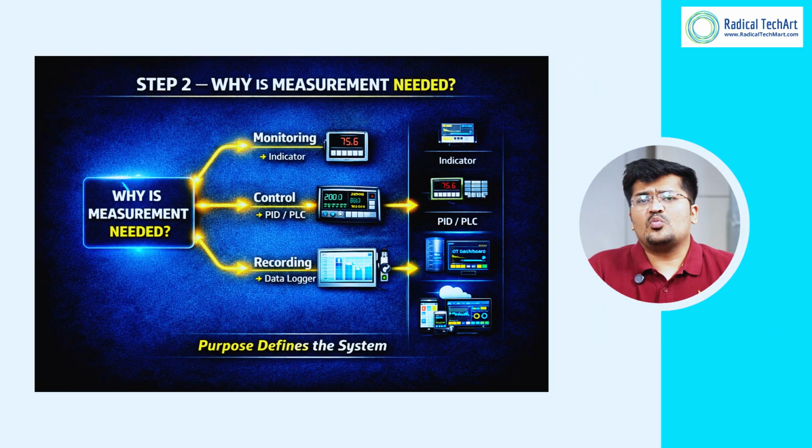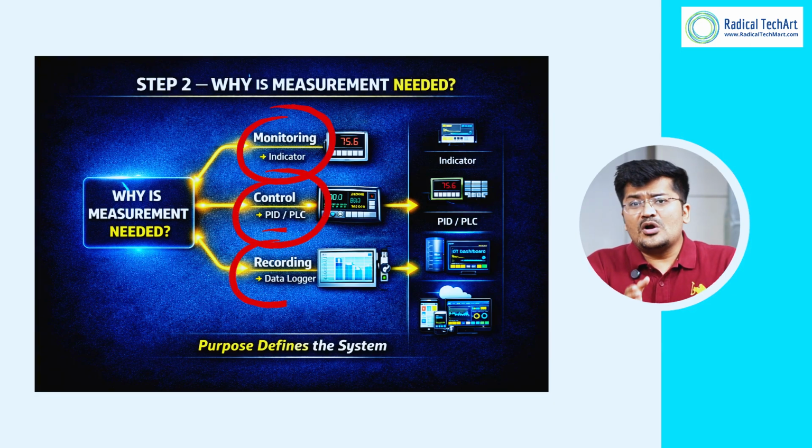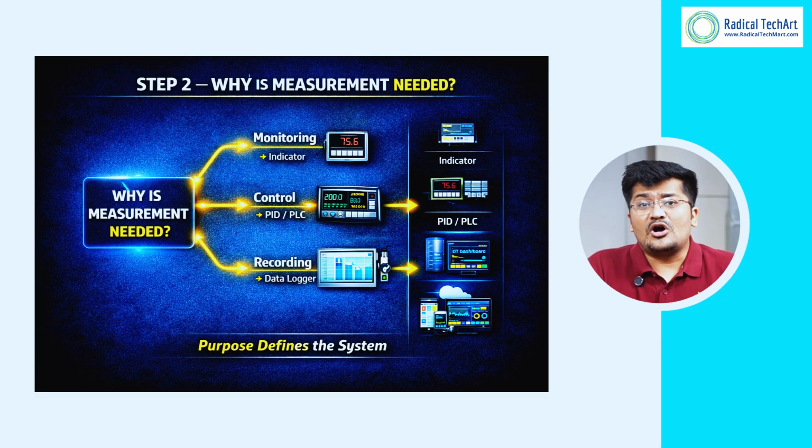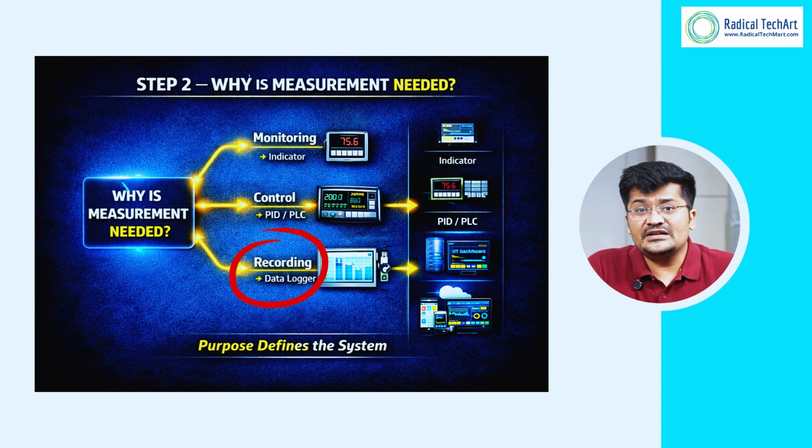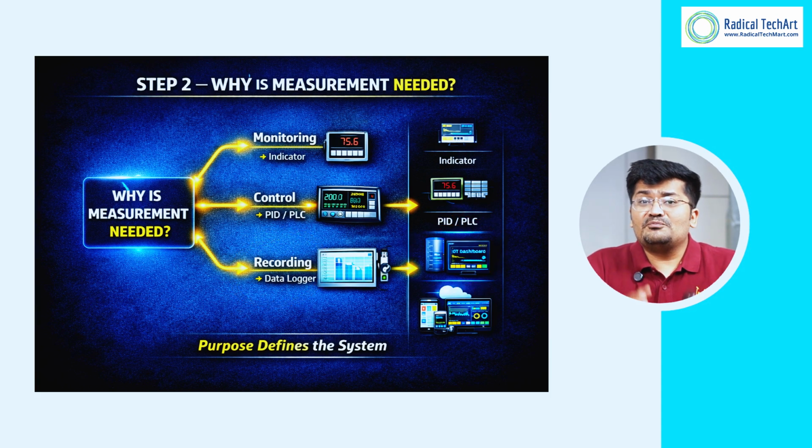Now, move to second step. Understand the purpose of the measurement. You can ask the customer, what do you want to do with this measurement? Do you just want to monitor the value? Do you want to control a process? Or do you want to record the data? Or do you want automation and remote monitoring? If the purpose is only monitoring, an indicator or data logger may be enough. If the purpose is to control, you may need a controller or a PLC system. If the purpose is recording data, then data logging software or monitoring system becomes very important. Understanding the purpose helps you to design the correct system.